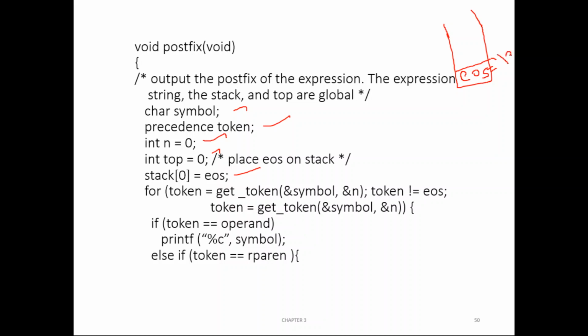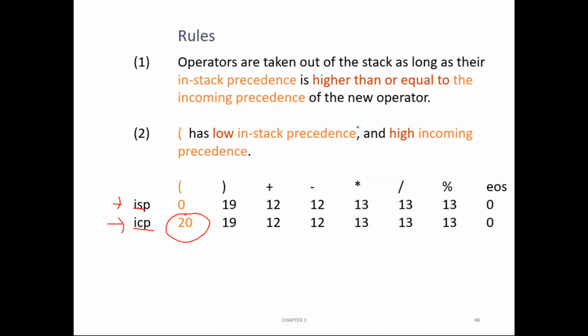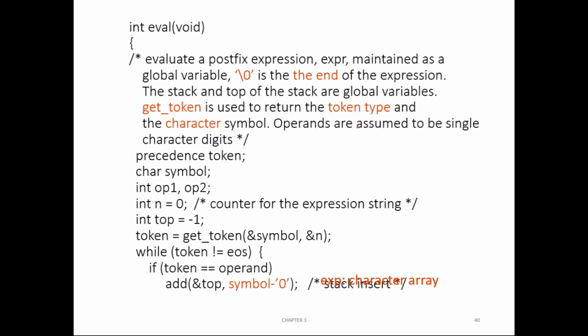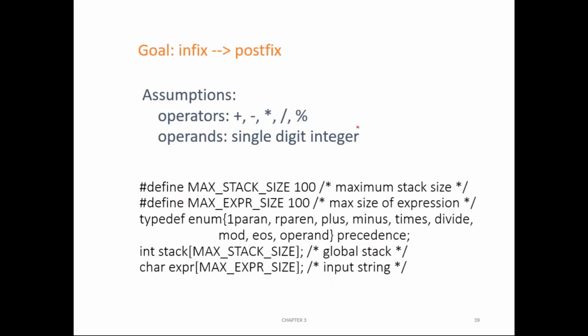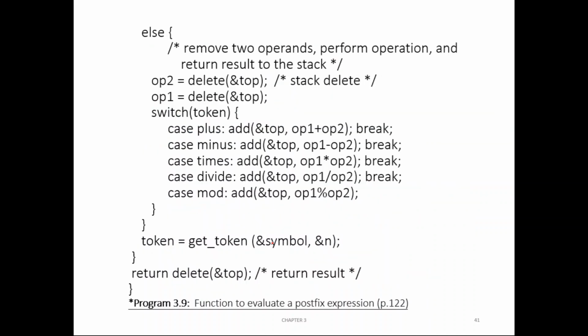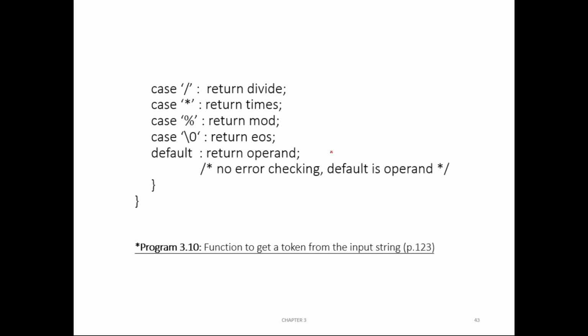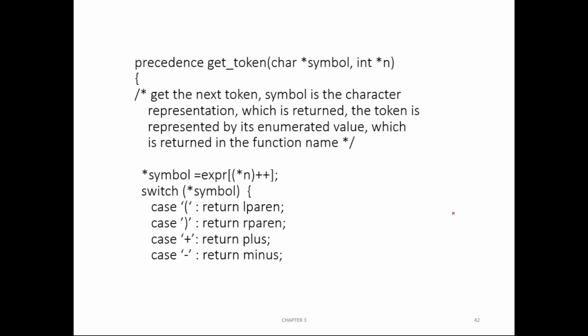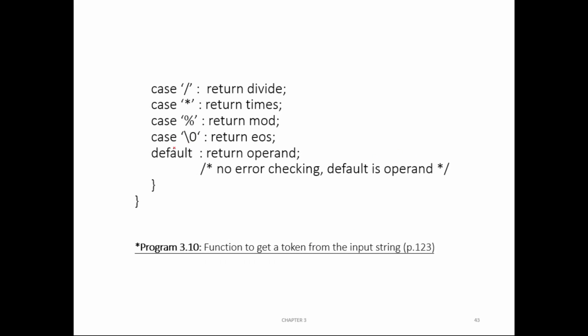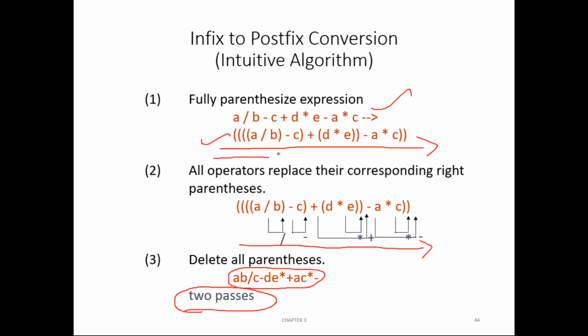This EOS is defined in that enum. If you recall, in the enum you can see all of these: left parenthesis, right parenthesis, plus, minus, times, divide, mod, EOS. So basically EOS represents the backslash 0, and we will verify that using this function. Whenever there is a backslash 0, we return EOS, which means end of string.